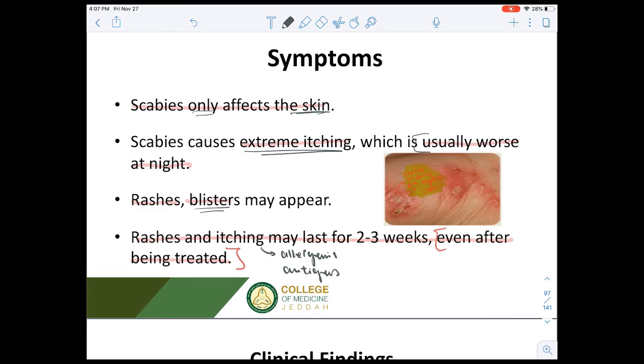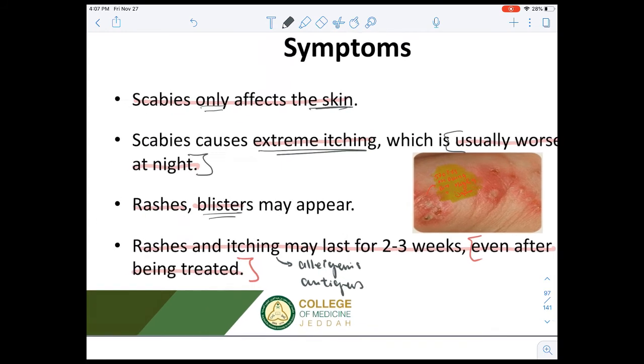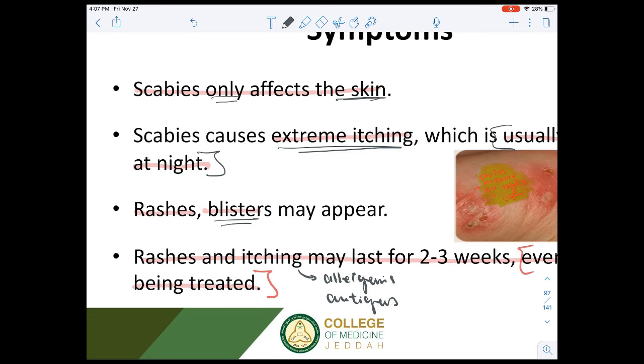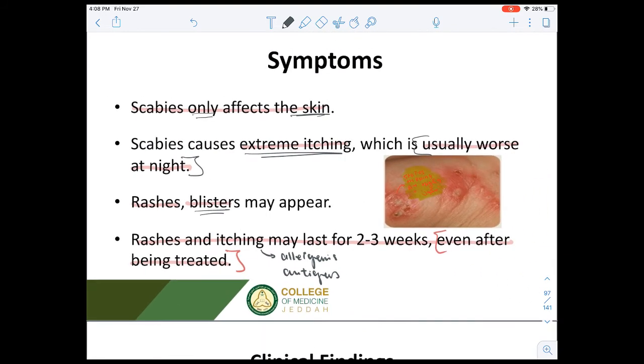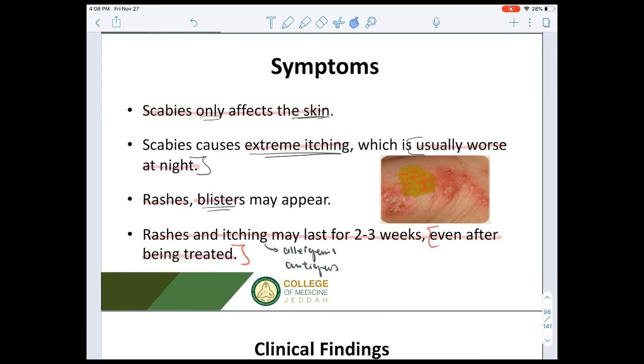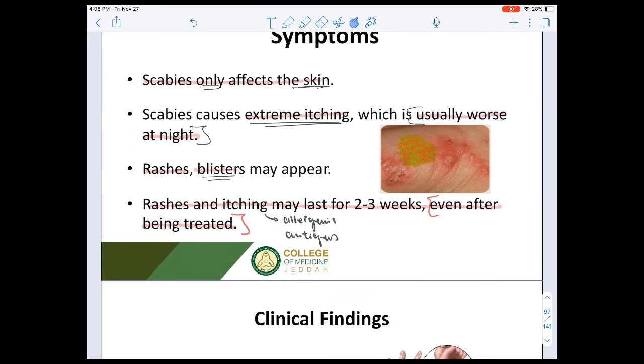Why is it worse at night? It's because these mites, once the person has settled down and wants to go to sleep, the body becomes kind of still. So these mites tend to travel throughout the skin, and this causes the extreme itching. In the presentation, you might see rashes and blisters, since it's extremely pruritic. Rashes and itching may last for 2 to 3 weeks, even after being treated.